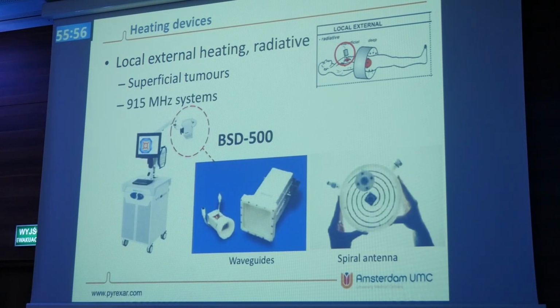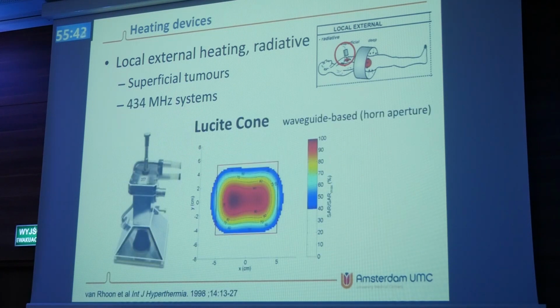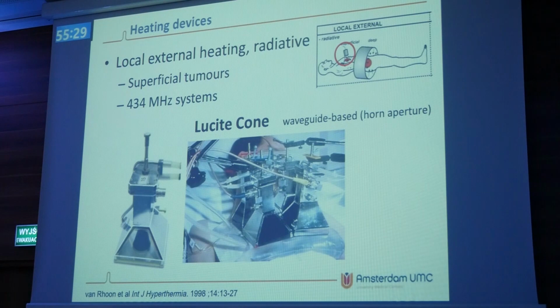These include heating devices like the BSD 500 system by Pyrexar, which can use both waveguides and spiral antennas and arrays of spiral antennas. An in-house developed system from Erasmus MC is using a lucite cone applicator, which has the advantage that it has a very good effective field size, which allows you to use it also in arrays of applicators.